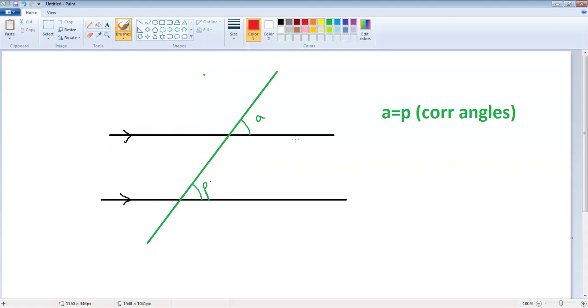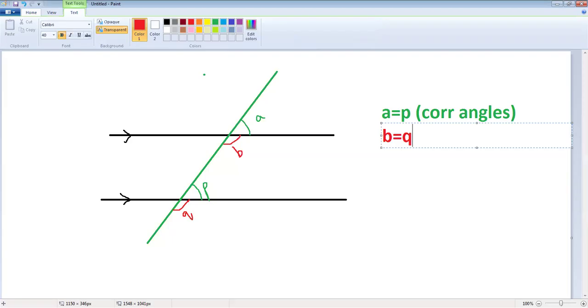Is this clear? Yes, sir. Good. So now moving on to another property, vertically opposite, which we have already studied in the previous one. Now, if this is A and this is P, I'll make another angle, B. So the corresponding angle to B will be this one, Q. Is that right? Yes, sir. Same reason, because they correspond, they are at the exact same position. B is Q, corresponding angles.